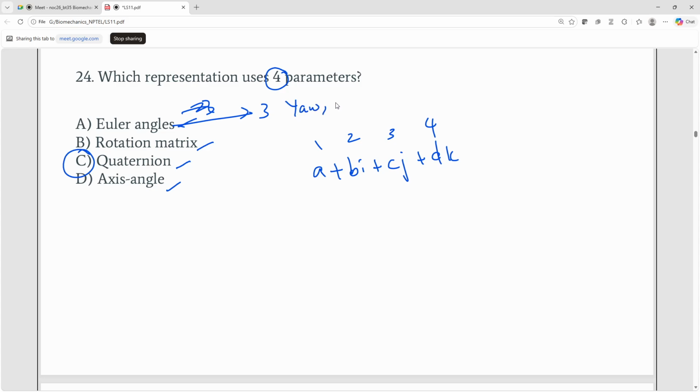Roll, pitch, and yaw. And in a rotation matrix, there are 9 components in the matrix, or 6 values. Then axis angle is only one parameter. So the correct answer is option C, quaternion.